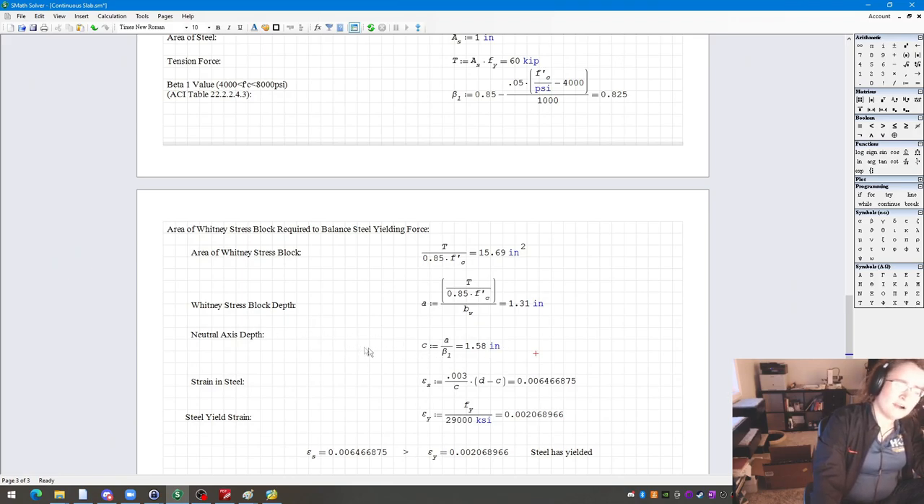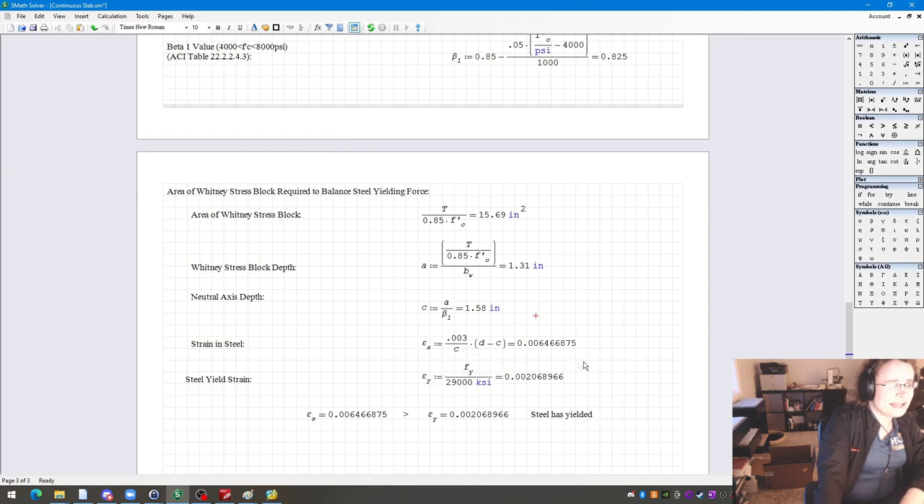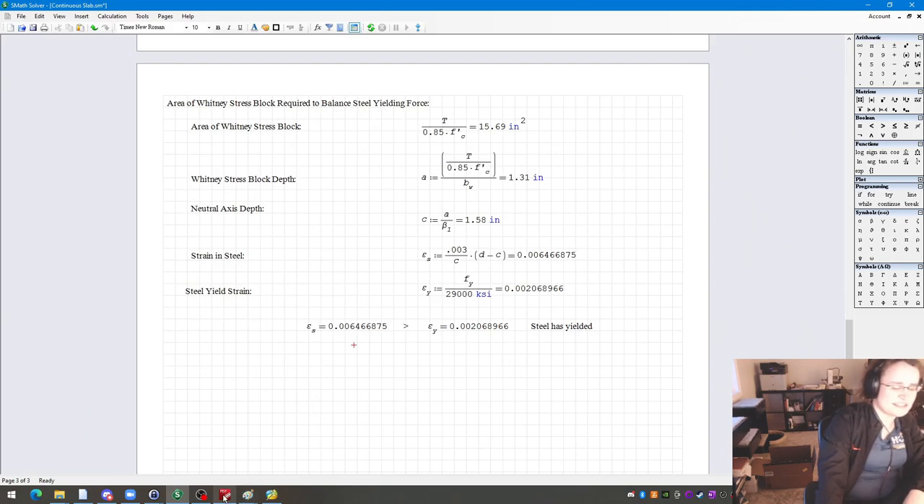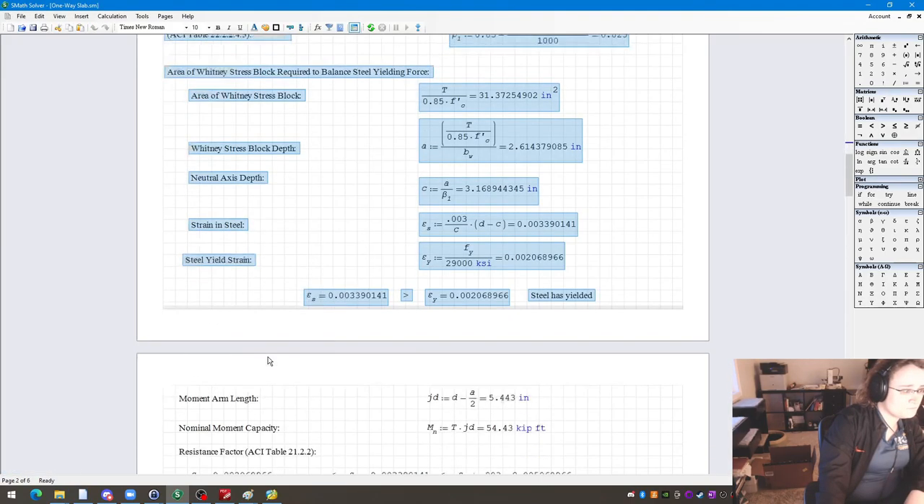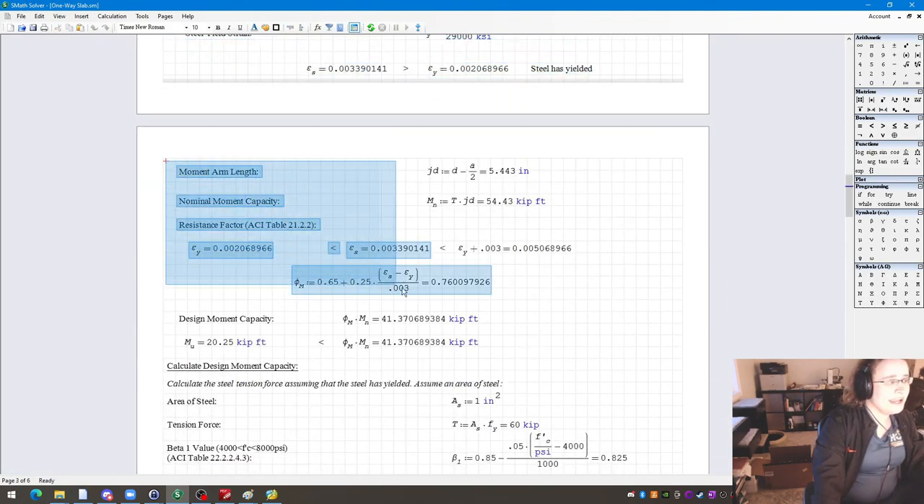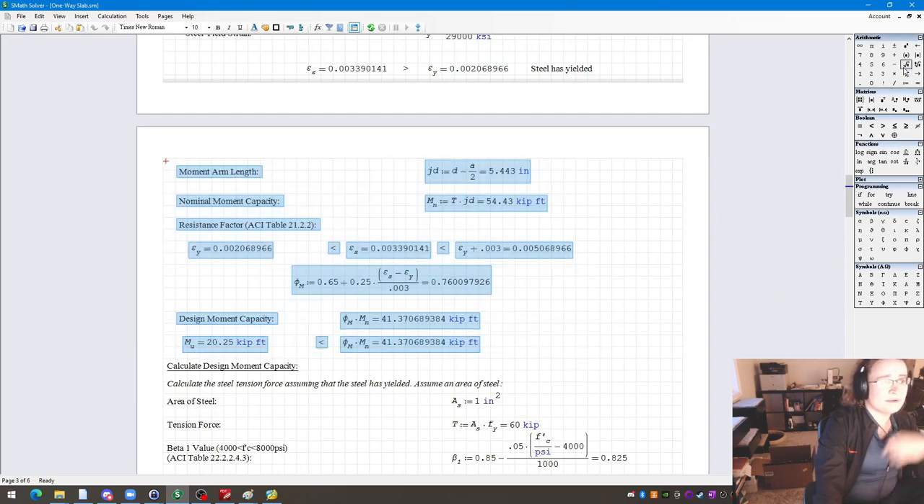And this is just, again, very basic elementary beam design. So considering that, the depth for our neutral axis will be 1.58 inches, dividing A by beta. And we need to determine if the steel has yielded. Using this value of the neutral axis, we can determine that the strain in the steel is going to be 0.0064, which indeed is greater than the yield strain in our steel. So indeed, our steel will have yielded. So our assumption that steel yielded will be correct. Let's keep moving along. Let's go ahead and determine our phi and our moment capacity.